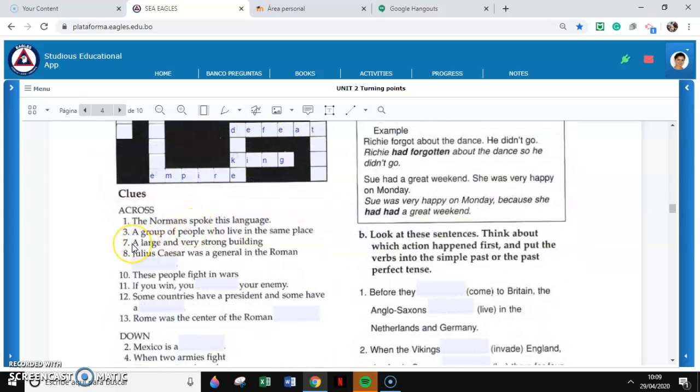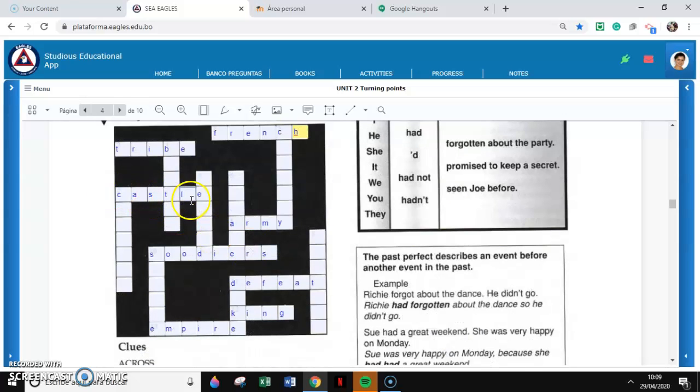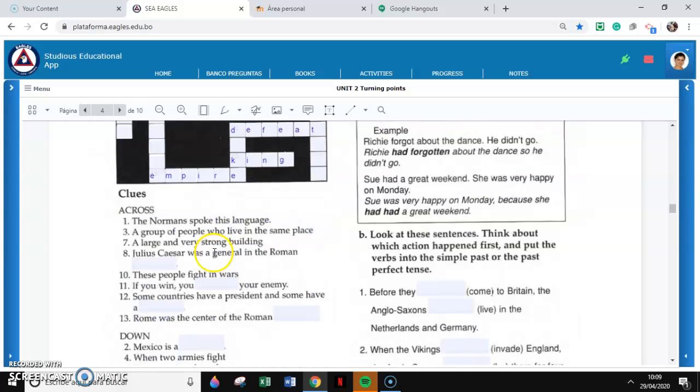Let's have a look at number 7. A large and very strong building. Let's try to remember a little bit about the reading, The Invaders. So a large and very strong building in that age, that will be castle.